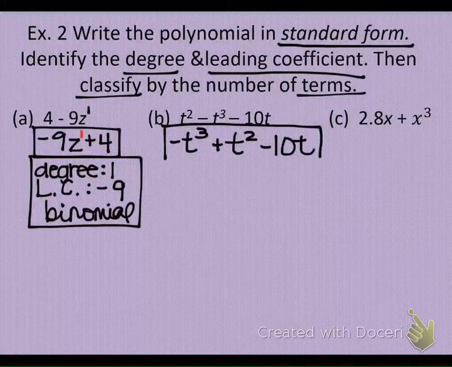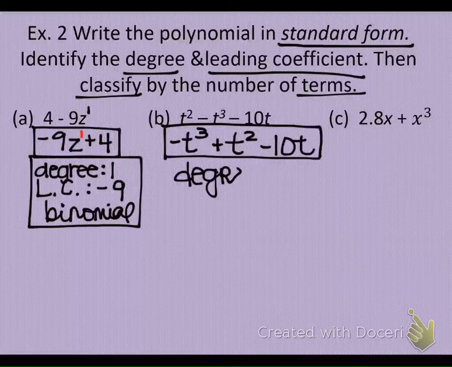That is standard form. Now, Claire, what is the degree then of this polynomial now that we have it in standard form? 3. The largest exponent in the problem is a 3, so that makes the degree a 3. All right. Alyssa, what is the leading coefficient of this problem? Very good. If I have t cubed and nothing in front of it, there is an understood 1 right there. So the leading coefficient of this problem is negative 1.